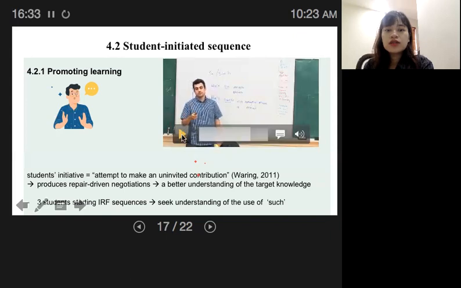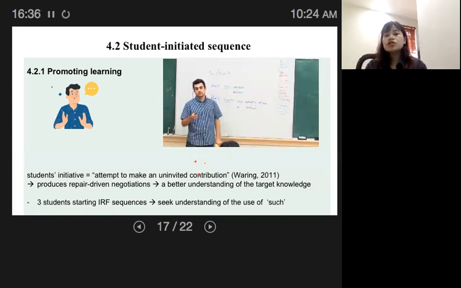That's a good question. So what makes this teacher-student interaction different from the traditional IRF sequence is the size of learner initiatives. According to Waring 2011, students' initiative is defined as their attempt to make an uninvited contribution to classroom conversation. Hence, they are no longer passive respondents. Instead, they actively increase their participation in the classroom discourse and get access to various learning opportunities.